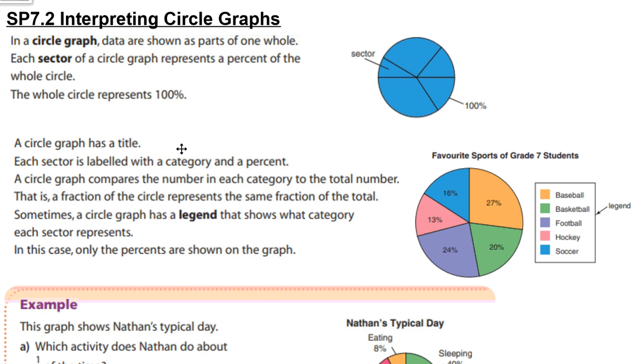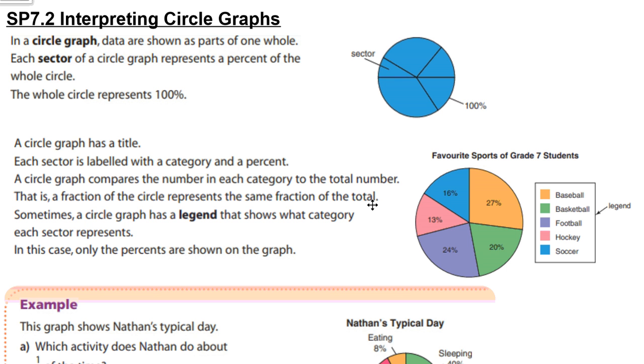Now, just like other graphs that you guys have talked about over the years, we always have to have a title. Otherwise, there's no context or no explanation as to what this graph is about. Each sector is labeled with a category and a percent. A circle graph compares the number in each category to the total number. So we can't compare, for example, baseball to basketball. We're comparing baseball to the whole and basketball to the whole. A fraction of the circle represents the same as the fraction of the total.